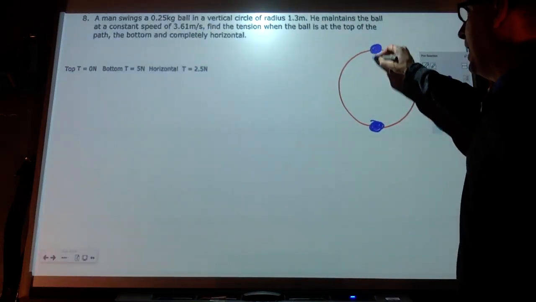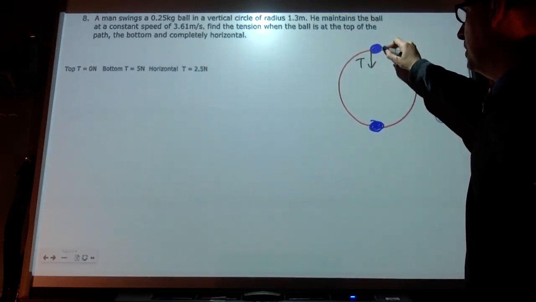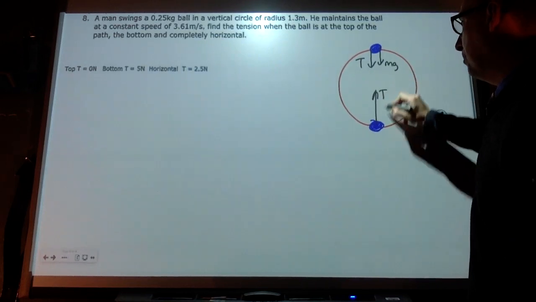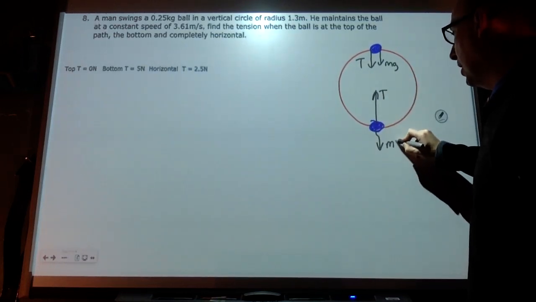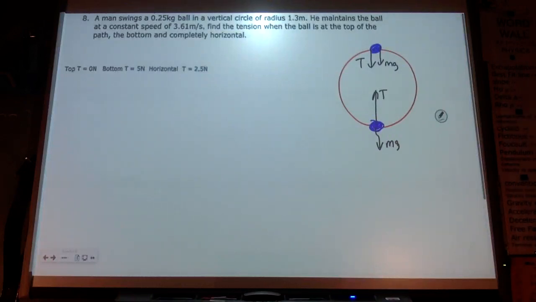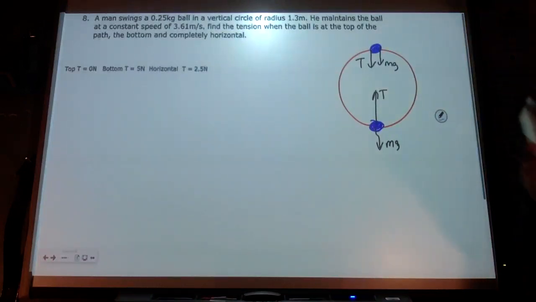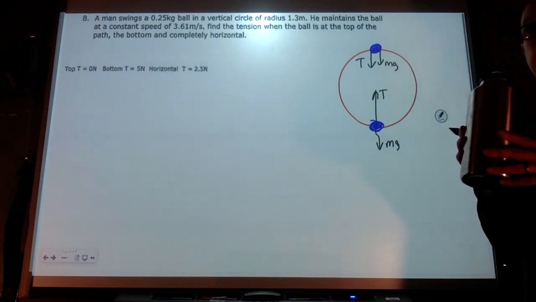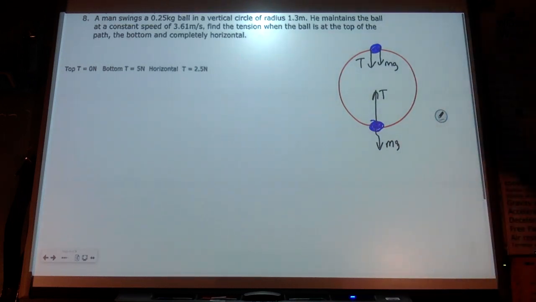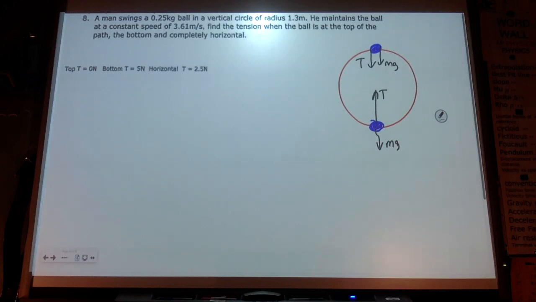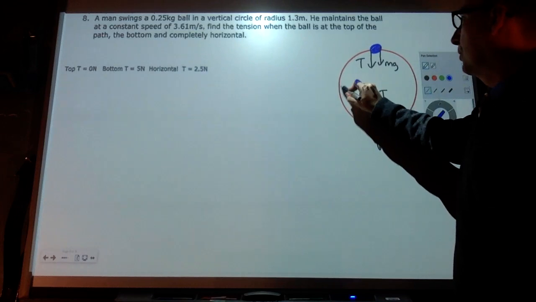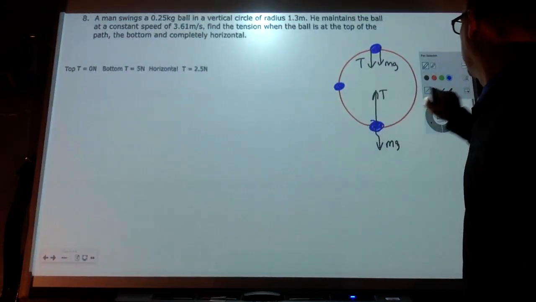When it's at the top, there's going to be a tension going down and a weight going down. And when it's at the bottom, there's going to be a tension going up and a weight going down. So gravity is always going to go towards the center of mass of the Earth, but tension will go depending on how the rope is directed. Oh, they want a horizontal one too. I need to add an extra dot in there. What a twist.